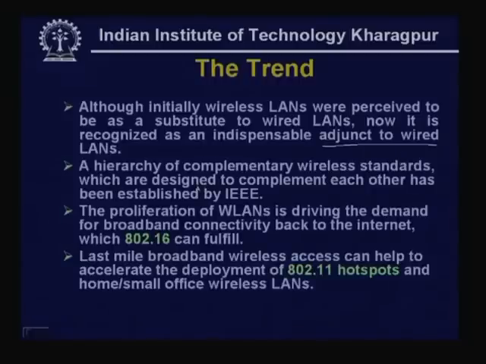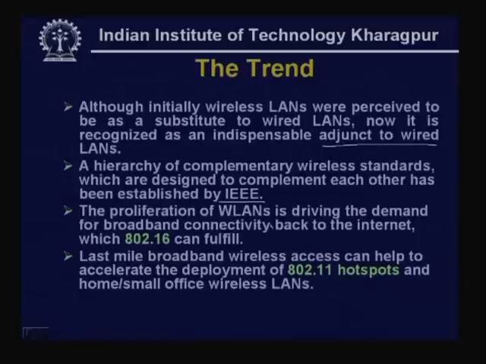But now what is being considered? Wireless LAN is being considered as an adjunct to wired LANs. So, both of them will coexist and interoperate, and this way they will work with each other. And a hierarchy of complementary wireless standards, which are designed to complement each other, has been established by IEEE. So, a hierarchy of various wireless standards has been developed which will help in the proliferation of wireless LANs.